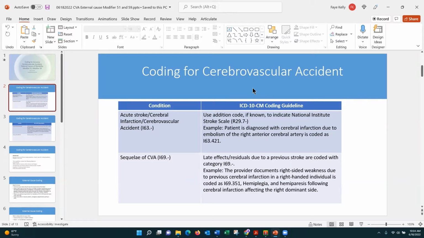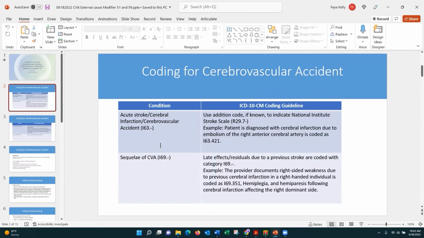Your physicians a lot of times document history of or previous. They don't document the words in our code book. So we have to learn how to read that chart and interpret what we need for coding purposes. So we're going to look at each one in this category. And the first one is acute stroke, also referred to as cerebral infarction and cerebrovascular accident.